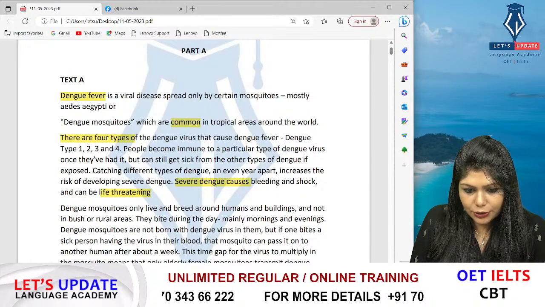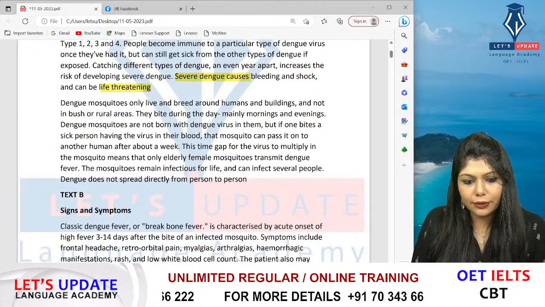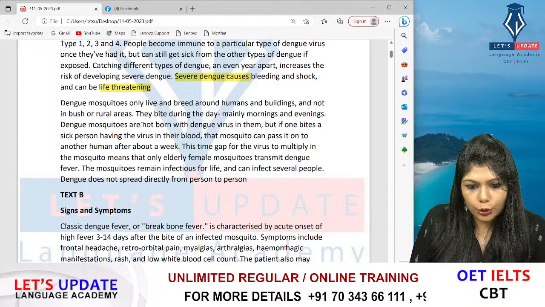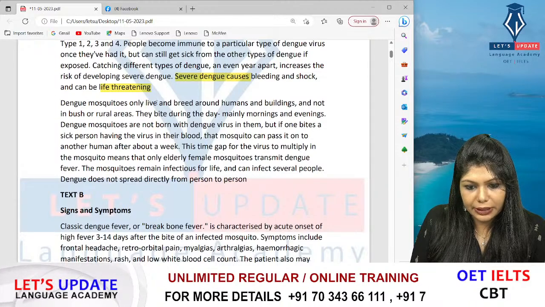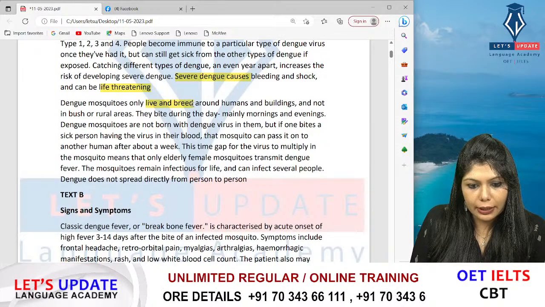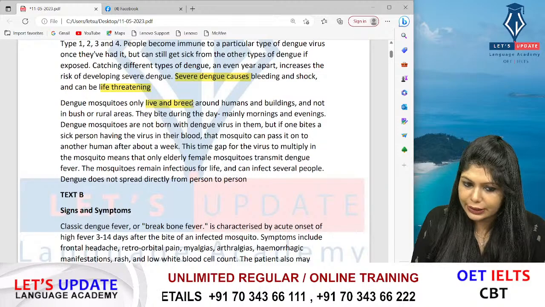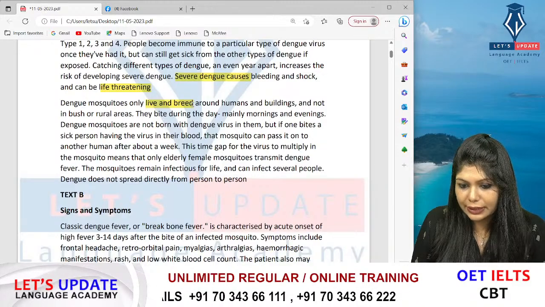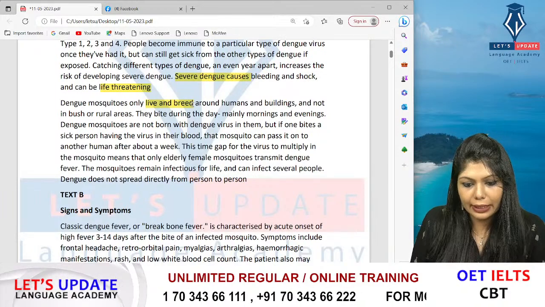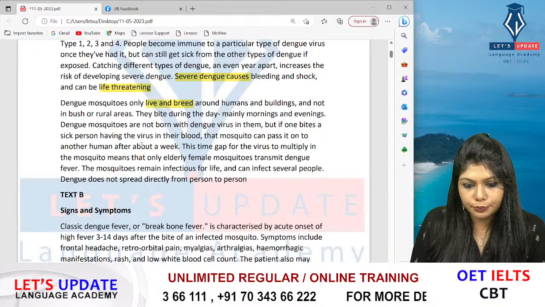Dengue mosquitoes only live and breed around humans and buildings, and not in bush or rural areas. So where do they live and breed? Let's highlight that set of words. Then they bite during the day, mainly mornings and evenings. Dengue mosquitoes are not born with the dengue virus in them, but if one bites a sick person having the virus in their blood, that mosquito can pass it on to another human after about a week.